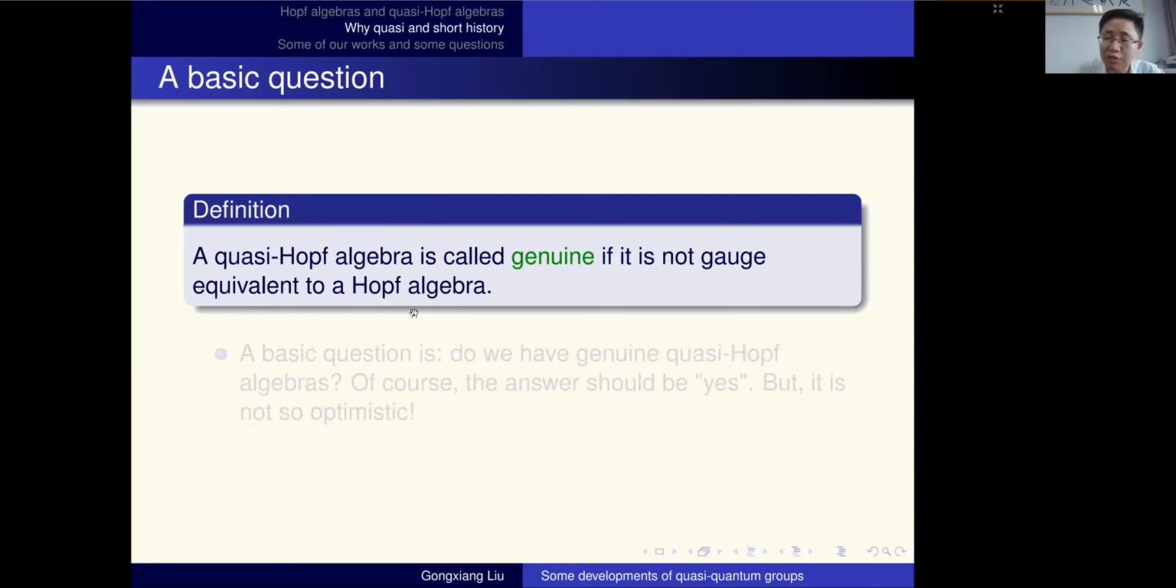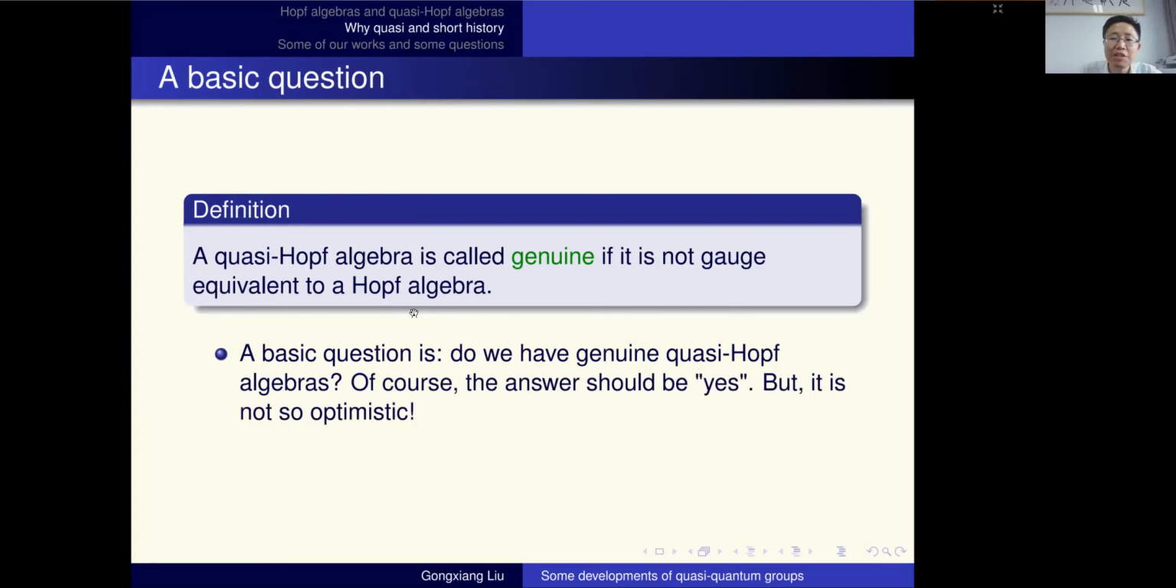So a more natural question is, do we have a genuine quasi-Hopf algebra? Of course, the answer should be yes. If the answer is negative, that means we needn't waste our time researching quasi-Hopf algebra. Of course, the answer should be yes, but the situation is not so optimistic. Why? I will give you some examples to explain this phenomenon.